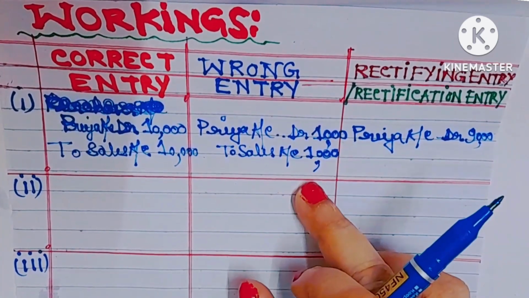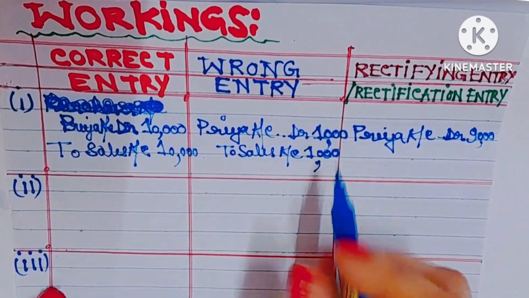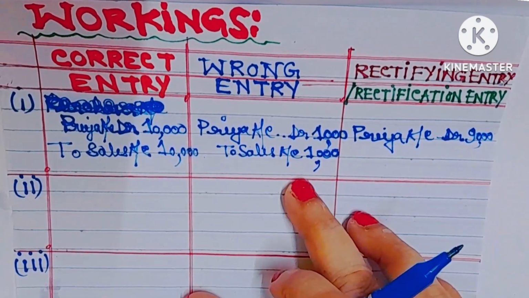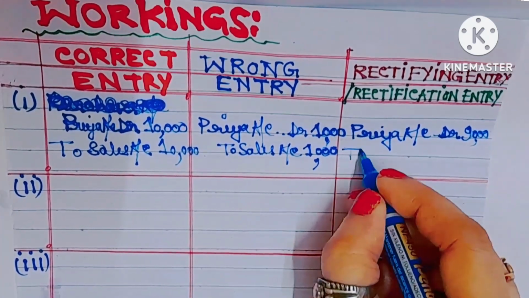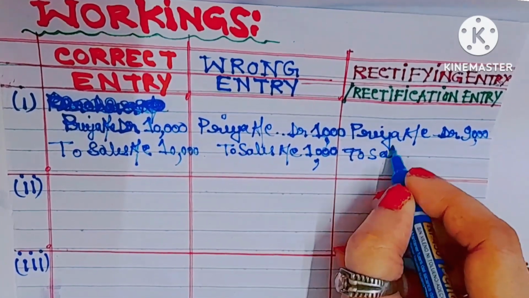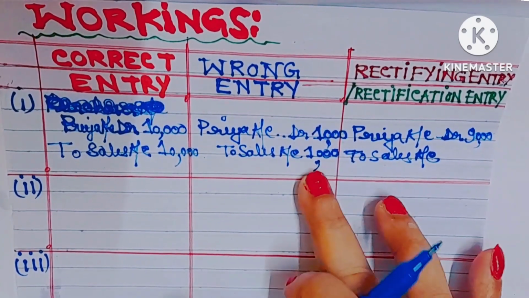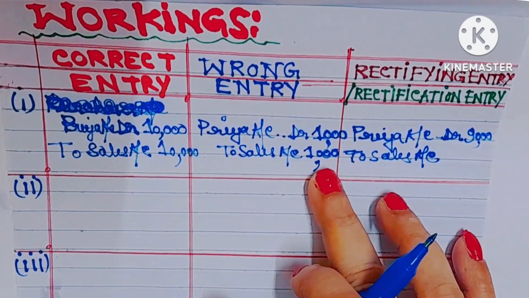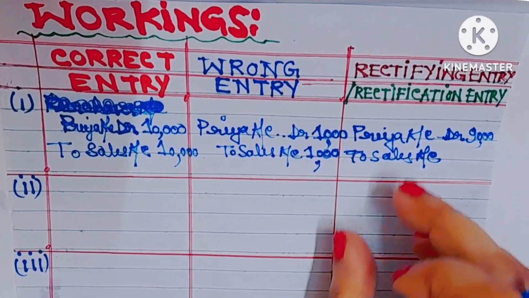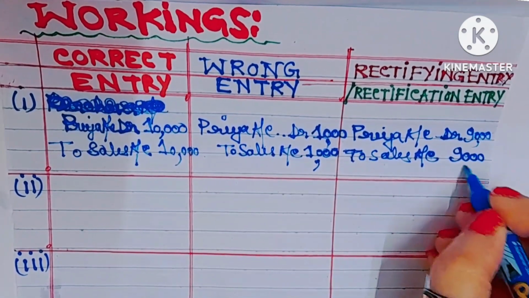How did I get 9,000 less? 10,000 minus 1,000 will give you 9,000. Please remember, here you do not have to reverse the sales account. You just have to write to sales account on the same side as in the wrong entry. Just see how much less: 10,000 minus 1,000, 9,000 has been recorded less. So you have to write the less amount. So write 9,000. That's it.